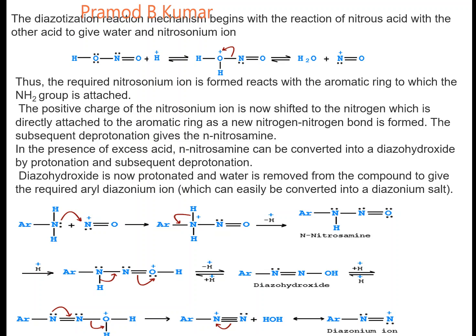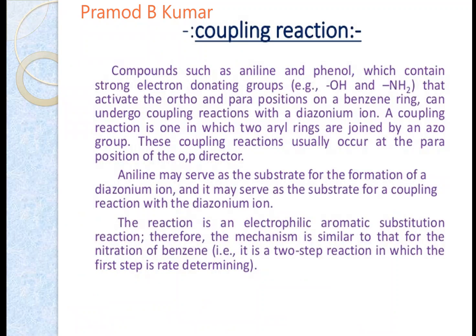This nitrosoamine, since it is in acidic medium, gets protonated. There is a protonation and deprotonation process occurring, and rearrangement occurs due to this, and you get a diazohydroxide derivative. This diazohydroxide derivative gets protonated, and there is a loss of water to give you a diazonium ion. So this is the mechanism of how diazotization takes place.